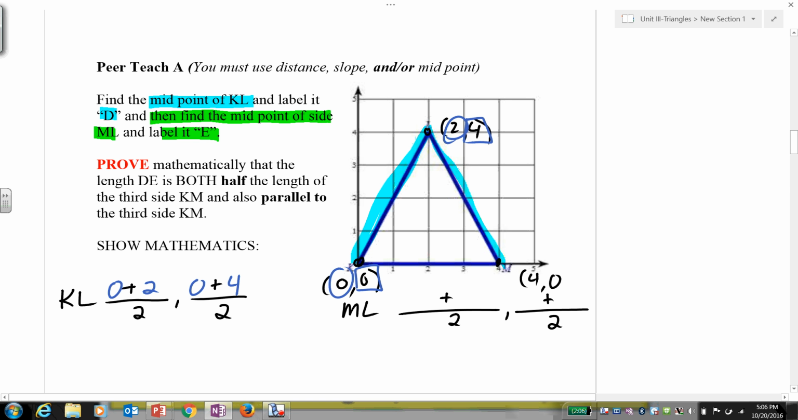Of course, that's 2 over 2, that's 1. And that's 4 over 2, that's 2. That's going to be our midpoint D. So D is sitting at 1, 2. And then ML, we add the x's and divide by 2. And we add our y's, divide by 2. That's 6 divided by 2, that's 3. That's 4 divided by 2, that's 2. And that we're going to call E.